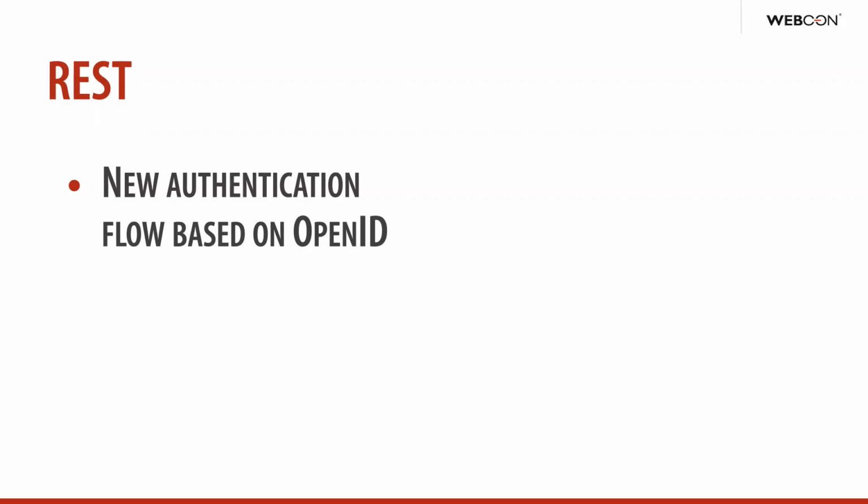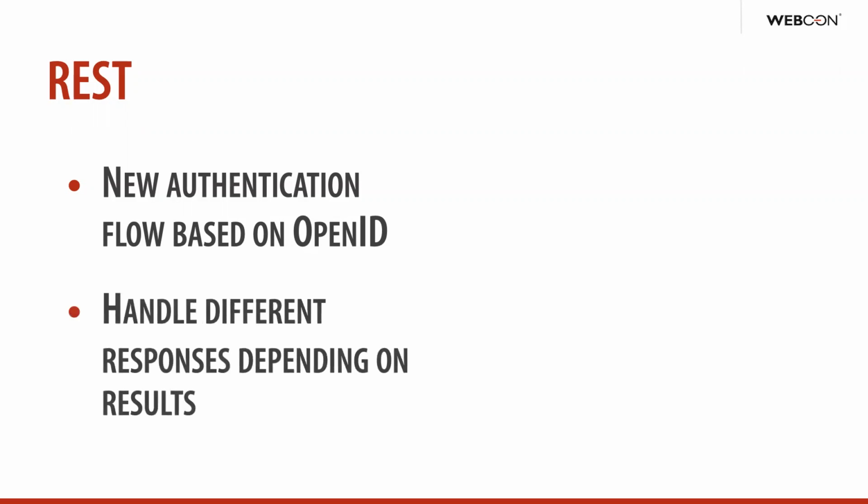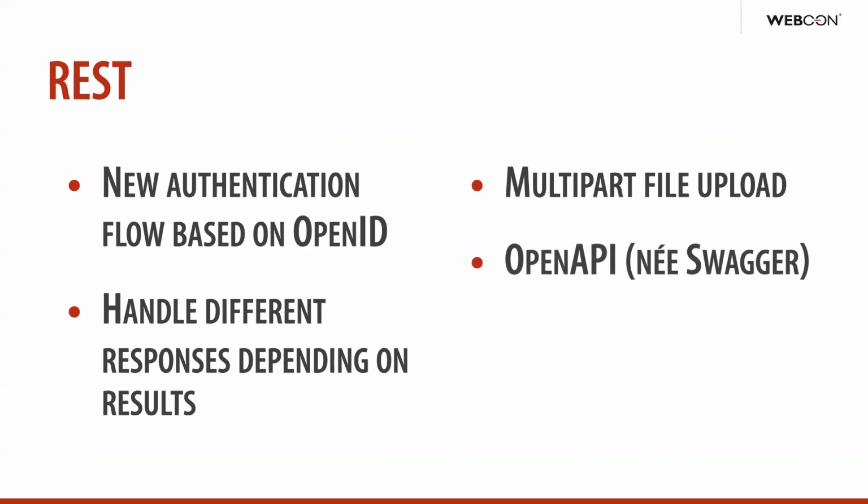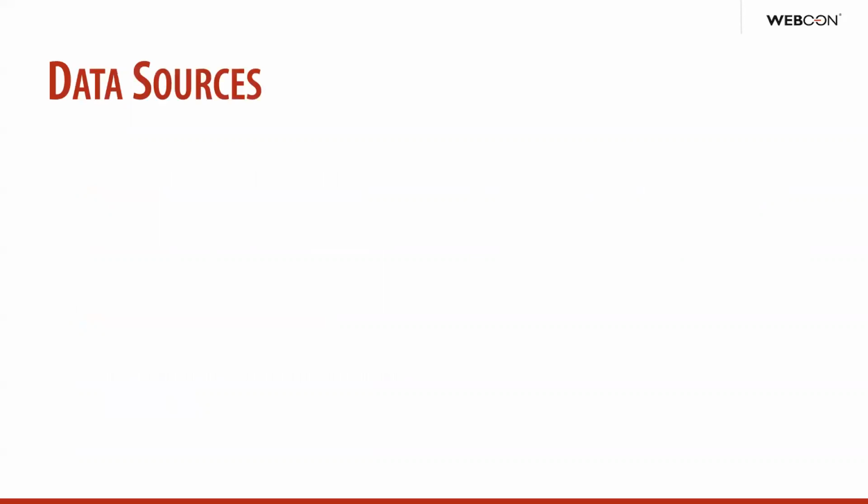But now we've got one based on OpenID, so you don't have to have one action to get the tokens and then store them in technical fields and then reuse them in subsequent requests. We now handle this. We can handle different responses depending on the results, at the very least, success and failure. We now have also support in REST for a multi-part file upload, and we can consume OpenAPI information for configuring requests. OpenAPI, some of you know it by its original name, which is Swagger. Yeah, we have support for that. All right, let's move on.